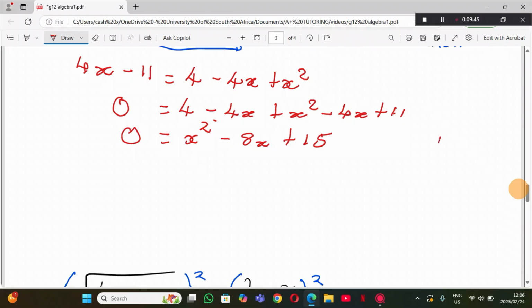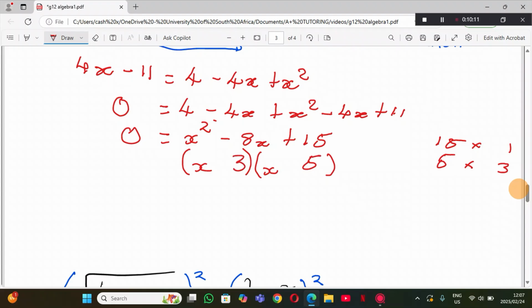And factors of 15, we have 15 times 1. We have 5 times 3. And now we look for what factors would give us minus 8 if we were to add them. And you see 5 plus 3 gives us 8, so we're going to take 5 and 3. So we now have factors of x squared, it's x and x, and then we took 5 and 3, right?